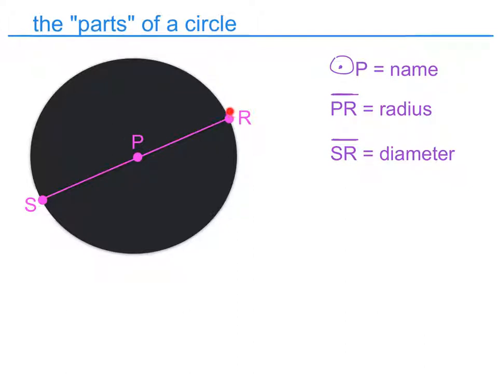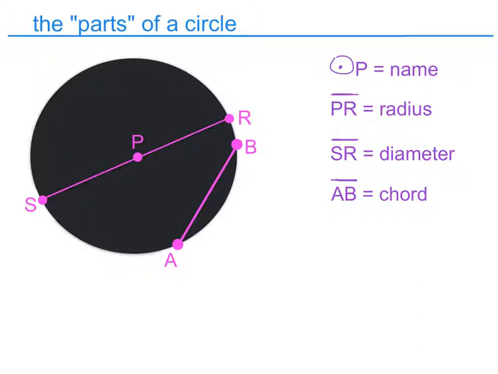Okay, if a point is on the perimeter of the circle, so R is on the perimeter, and you connect that point to the center of the circle, that segment is called a radius. Now SP is also a radius. A diameter will go from an endpoint on the circle to another endpoint on the circle, but it must pass through the center.